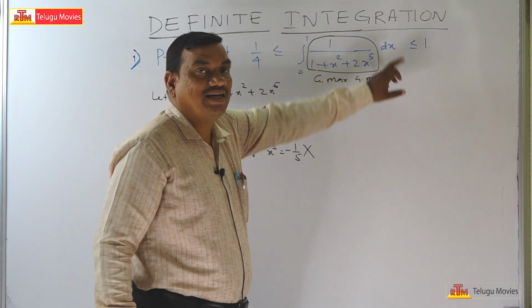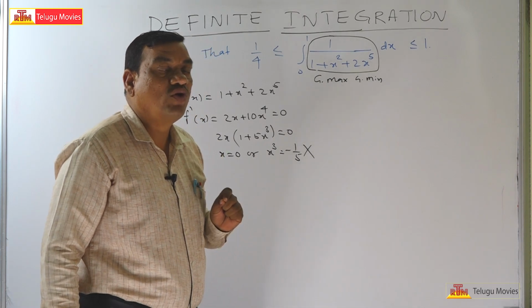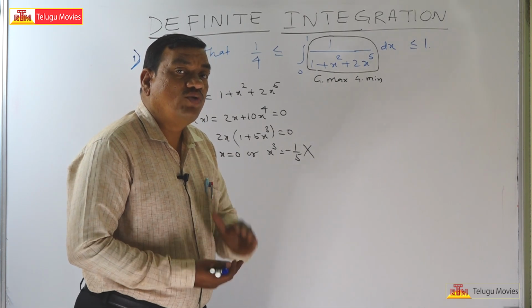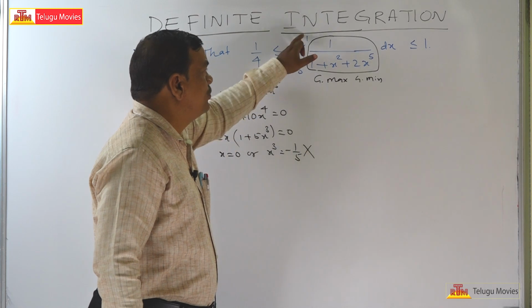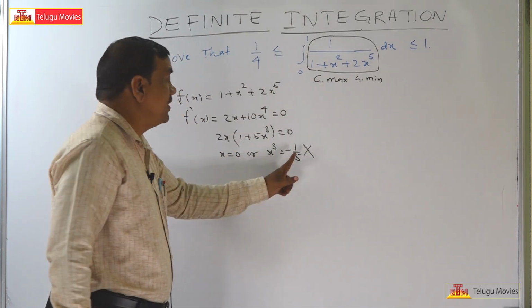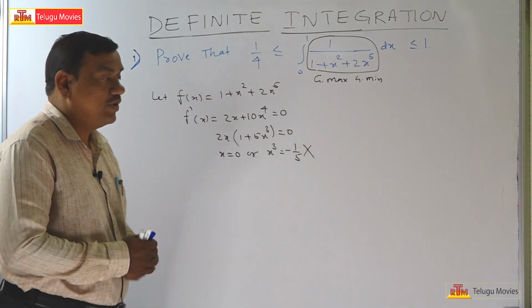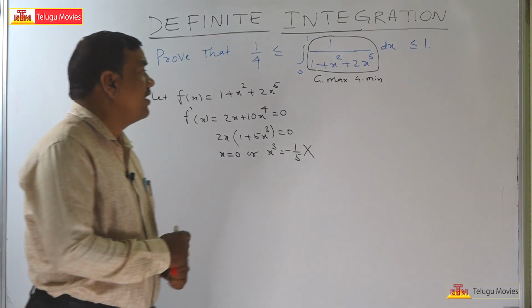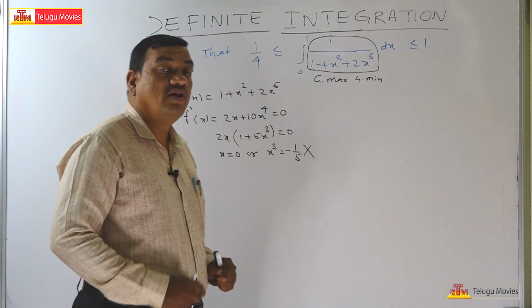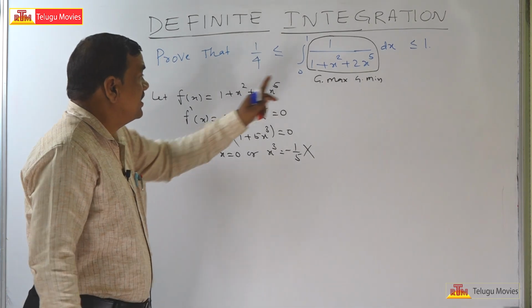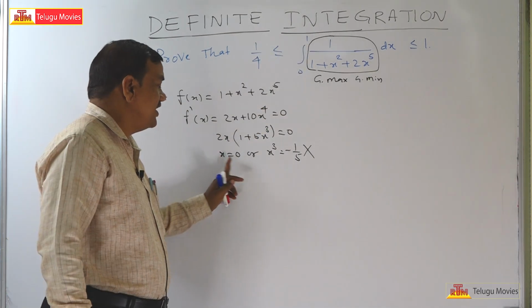Why? Because we want the values which belong to the interval 0 to 1. Here x is called the variable of integration, and our variable of integration is from 0 to 1. That's why we can remove this negative value. Therefore, your maxima or minima will lie at either 0 or 1. Already it is given 0.